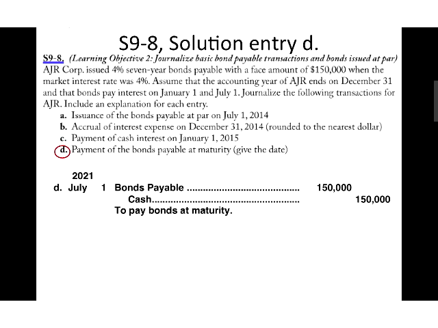So what we're going to do in entry D is wipe out the liabilities. Once they pay the investors off, we don't have that bond payable anymore, and the amount is for the face value. We don't have to do anything with interest because the interest payment is a separate entry. It's done independently of maturity.